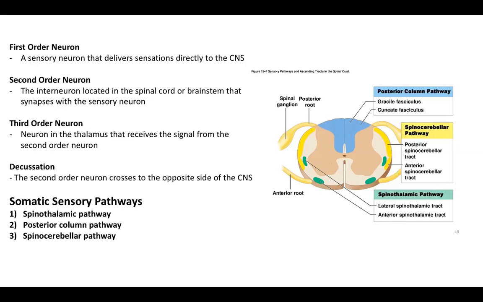It occurs at different points in some of these pathways, so we'll look at that. We're going to talk about sensory pathways first. The three we're going to do are the spinothalamic pathway, the posterior column pathway, and the spinocerebellar pathway.